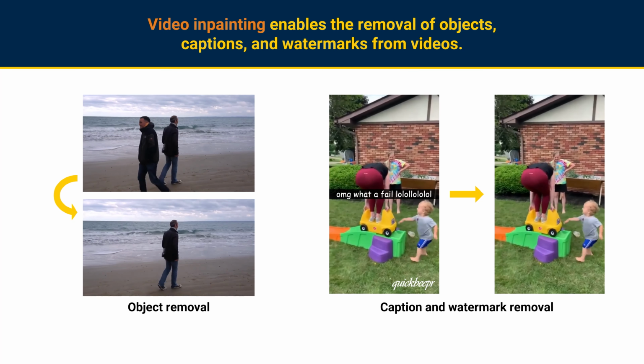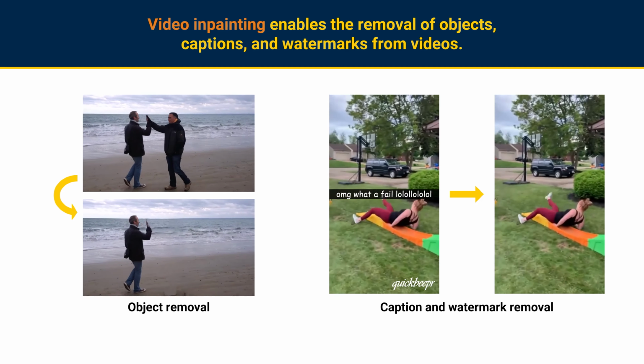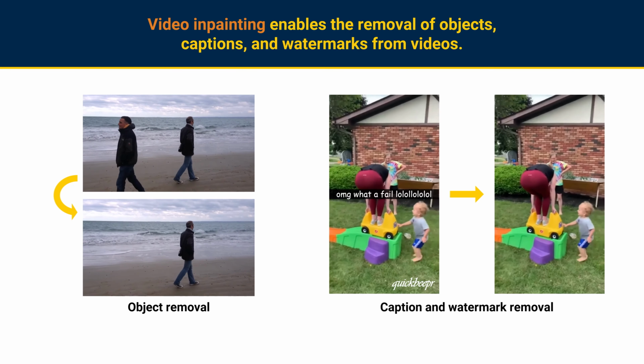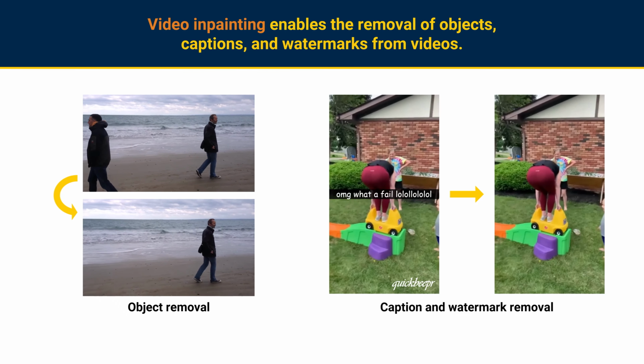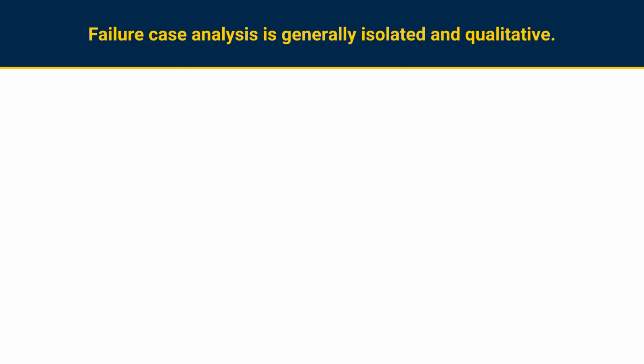In this work, we present an evaluation benchmark for video inpainting, a task which enables the removal of objects, captions, and watermarks by replacing a given region with plausible content. Although video inpainting solutions have vastly improved in recent years, failure case analysis has still relied on isolated qualitative evidence.